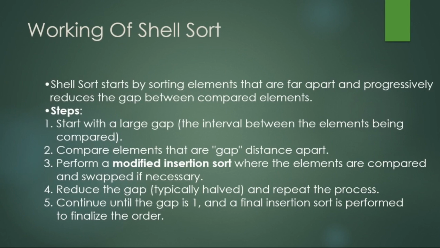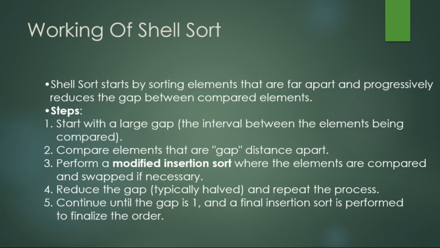Now let's discuss the working of shell sort. Shell sort starts by sorting elements that are far apart and progressively reduces the gap between compared elements. Now let's begin with the steps. At first, start with a large gap, the interval between the elements being compared. Compare the elements that are gap distance apart.